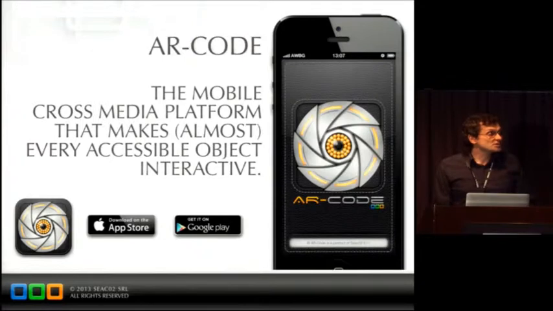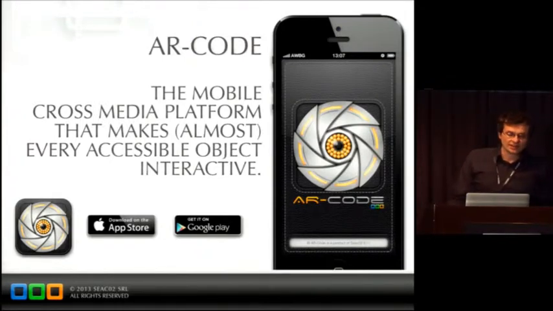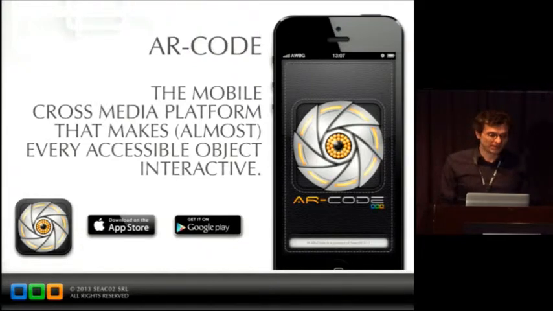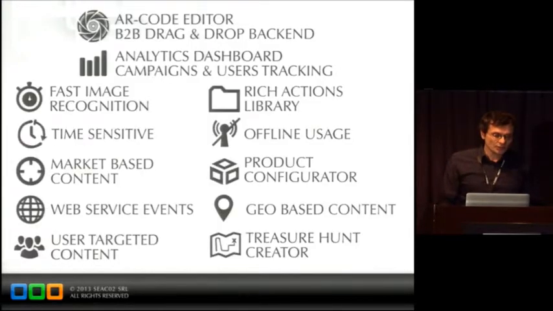Let me just introduce R-code. It is a mobile platform for iOS and Google Play Store for Android. Which are the main features? We have a dedicated backend for the partners. That is a drag and drop interface to create image search and augmented reality based campaigns. We have a powerful analytics dashboard that gives the users, our customers, key points and KPIs to understand how the campaigns published by them are going.